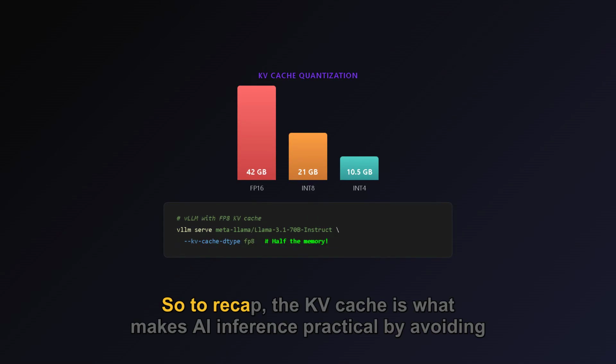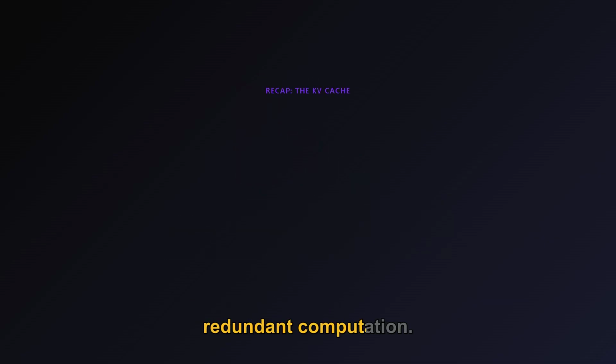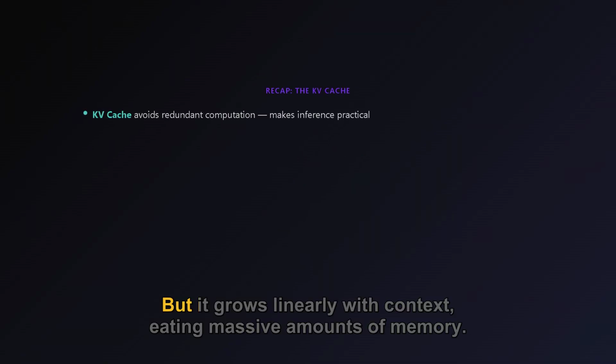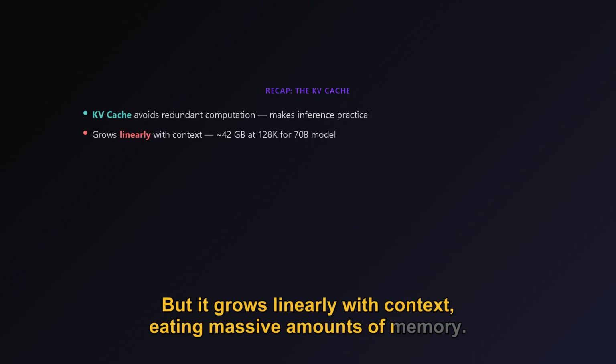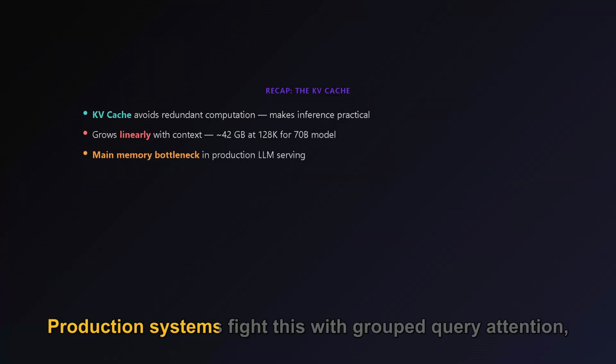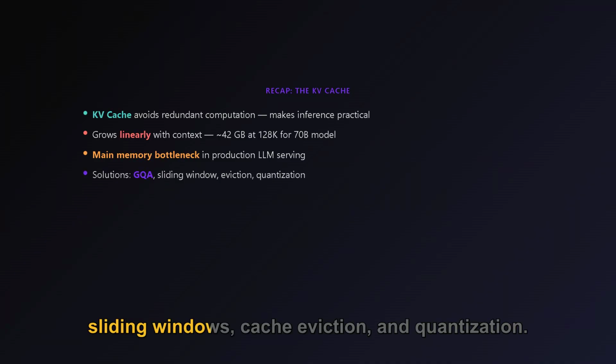So to recap, the KV cache is what makes AI inference practical by avoiding redundant computation. But it grows linearly with context, eating massive amounts of memory. Production systems fight this with grouped query attention, sliding windows, cache eviction, and quantization.